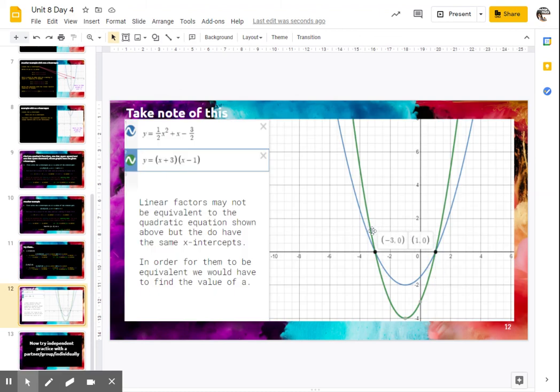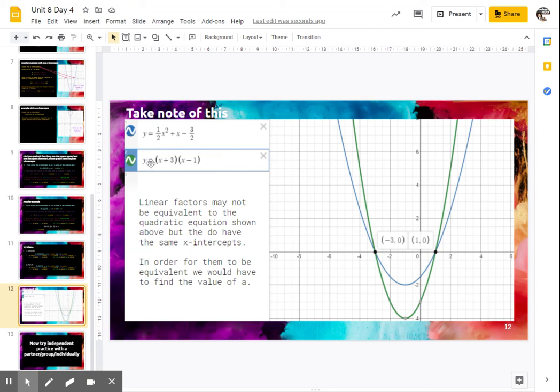I want you to look at this, that here's the first equation. Here's the quadratic equation in standard form, and then here are the linear factors. The linear factors may not be equivalent to the quadratic. Remember, when they're equivalent, they're graphing right on top of each other. I will only see one graph, but they do have the same linear factors. The x-intercepts are the same. So they can be linear factors. The only thing they're missing is the letter A.